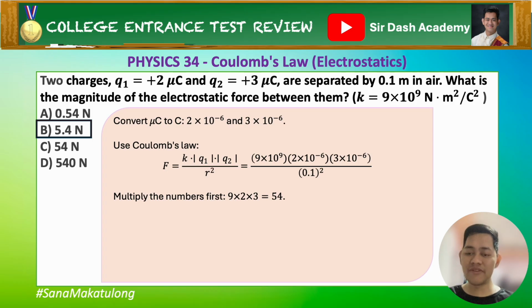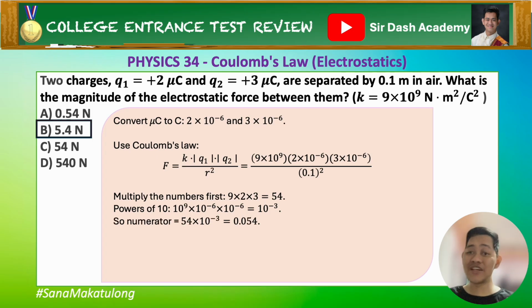So, that is 54. Then, yung exponent, 10 raised to 9, 10 raised to negative 6, 10 raised to negative 6. So, apply the laws of exponent, magiging 10 raised to negative 3. So, that's 9 minus 6 minus 6. So, negative 3 yung sagot. Hence, sa numerator mo, meron kang 54 times 10 raised to negative 3.